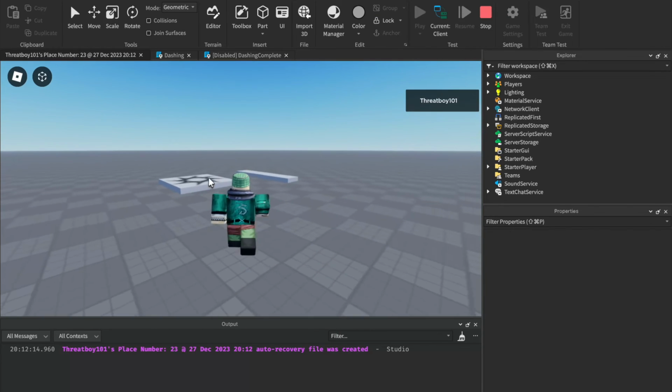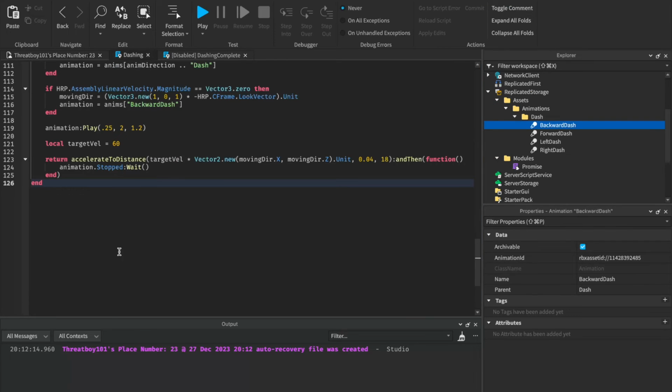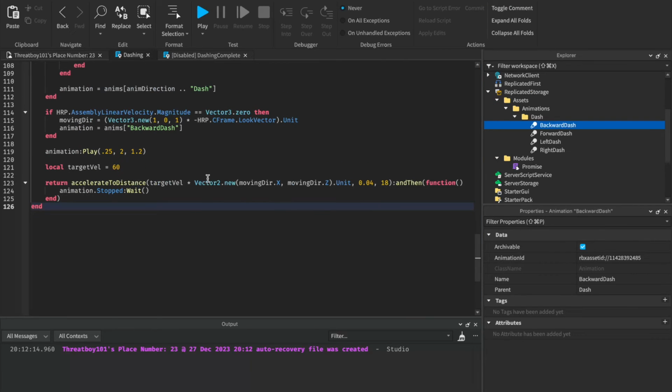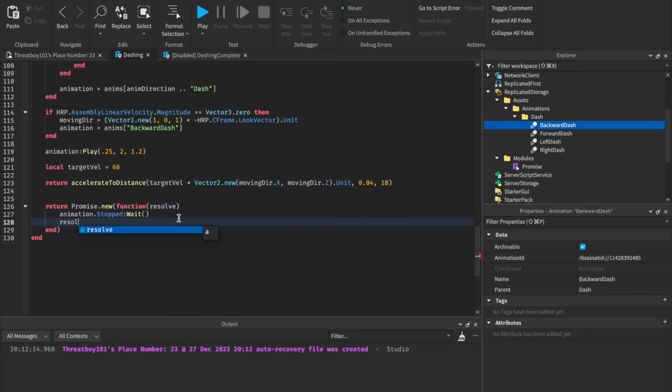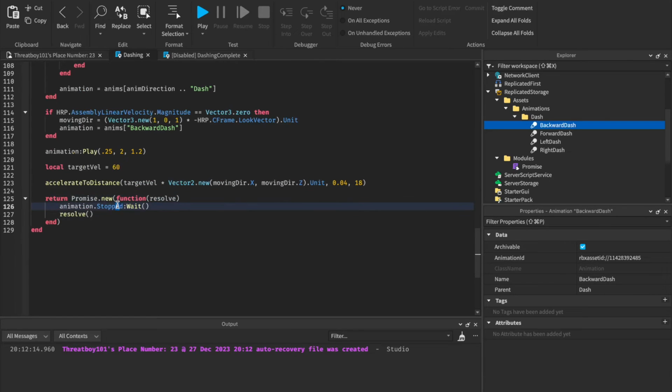Oh, it only worked once. I think this has to do with our promise. Yeah, I don't think this right here is proper. I'm going to put this into a separate promise because I think I do need that resolve. If I want to chain that, I'd have to do it a bit differently than what I did just there. But let's just keep things simple. Once the animation is finished, then we resolve.